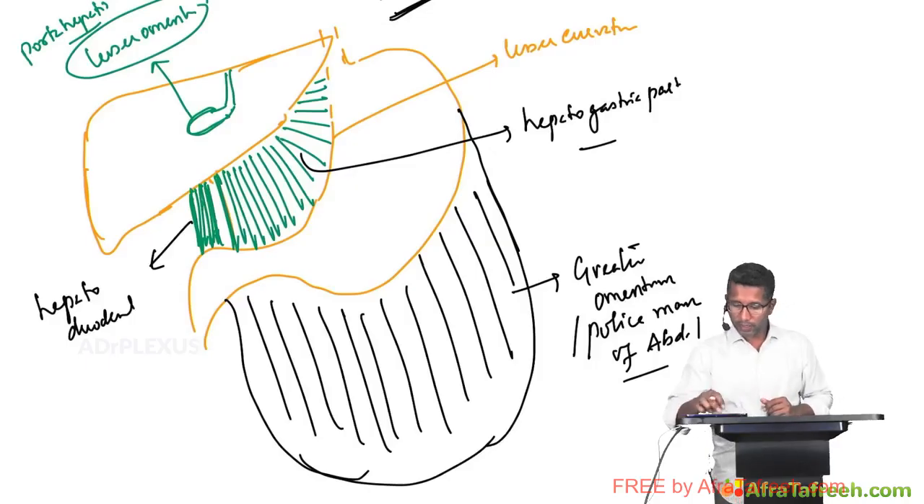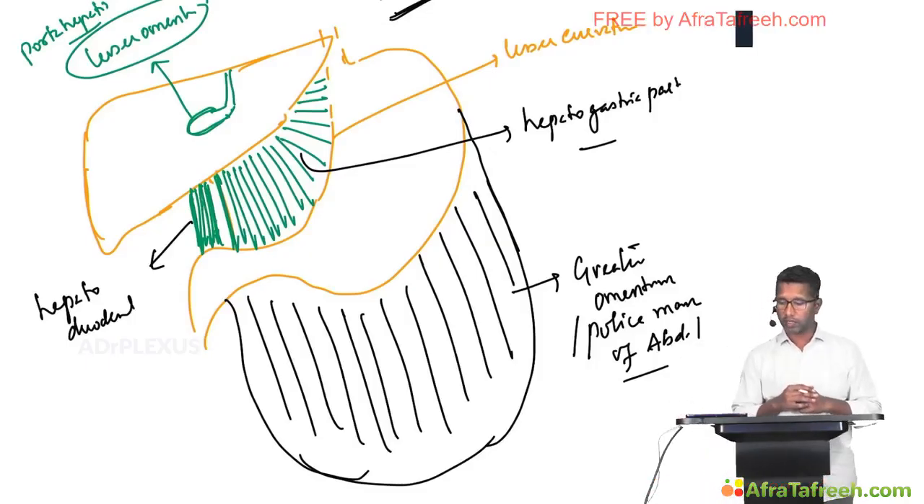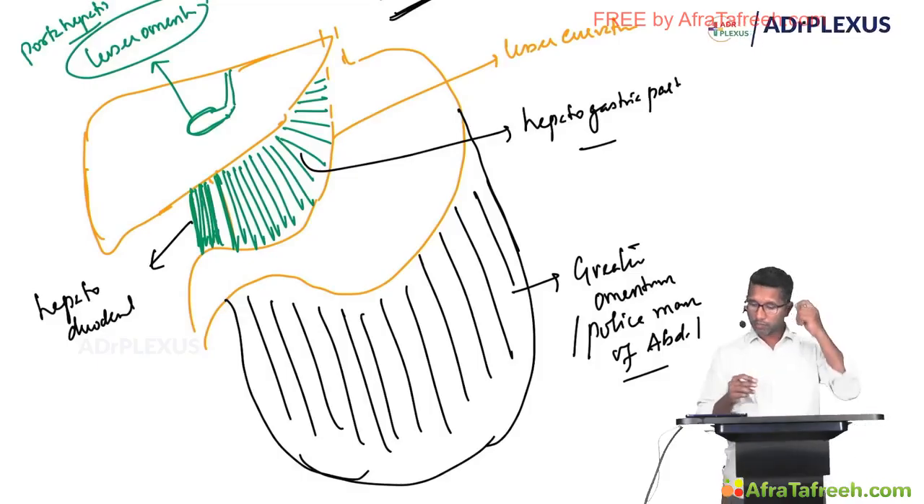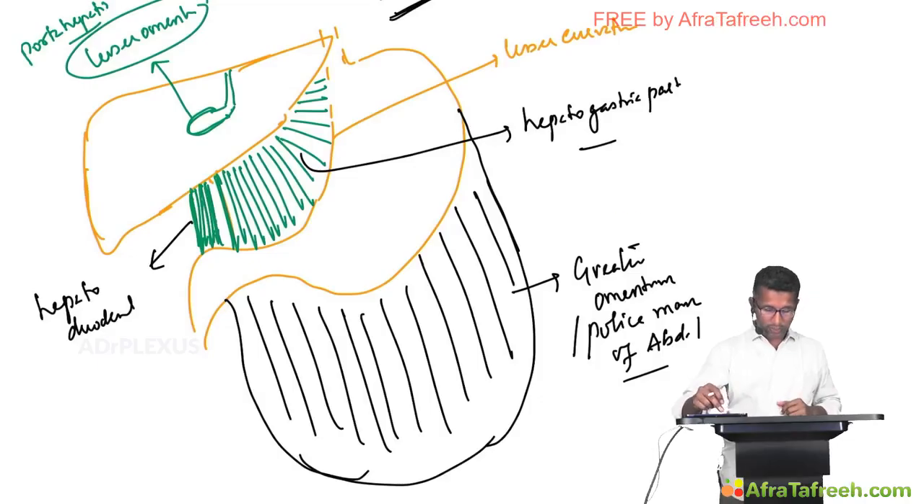Yes, Adira, I think you asked a doubt. Inferior phrenic artery: yes, the inferior phrenic artery is a lateral branch. In the picture it is wrongly marked, so kindly change it in the picture also. It is a lateral branch.